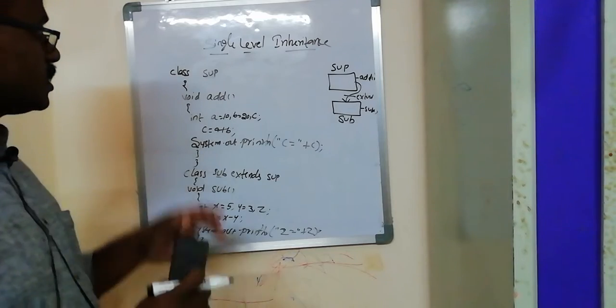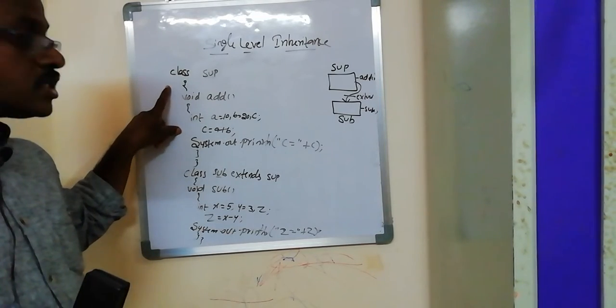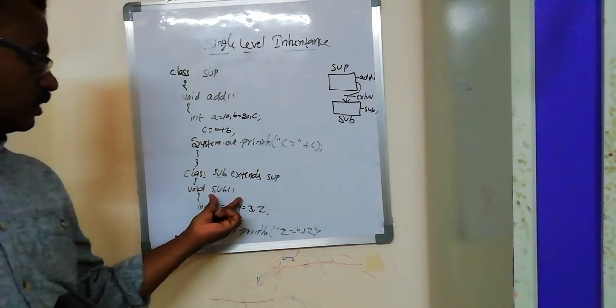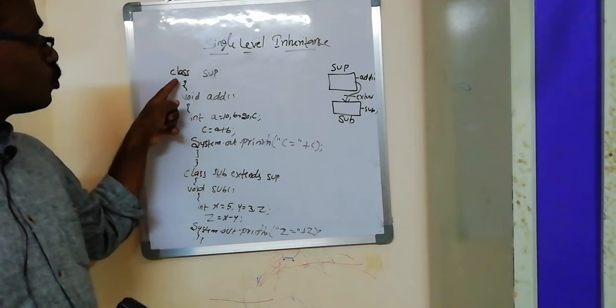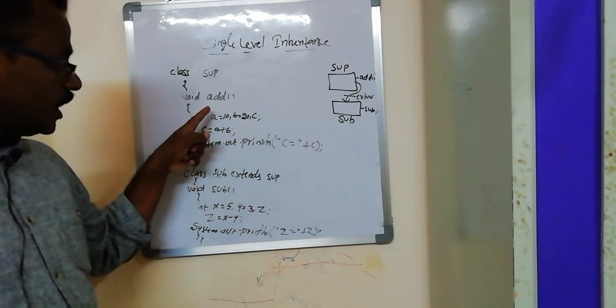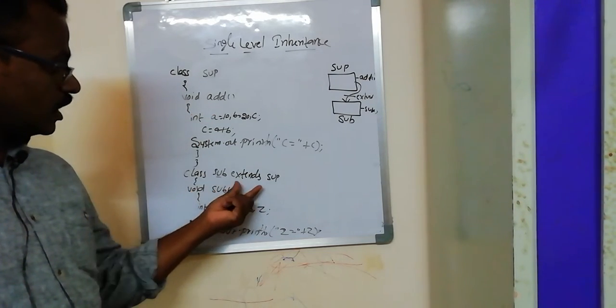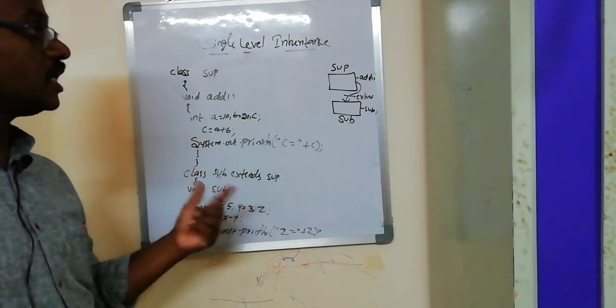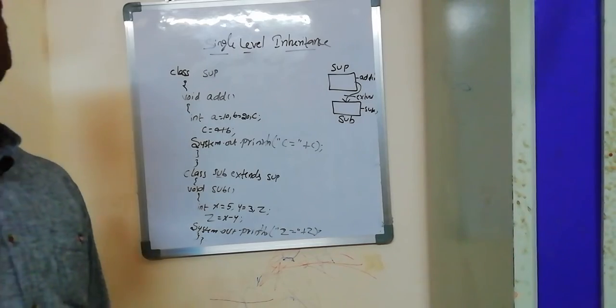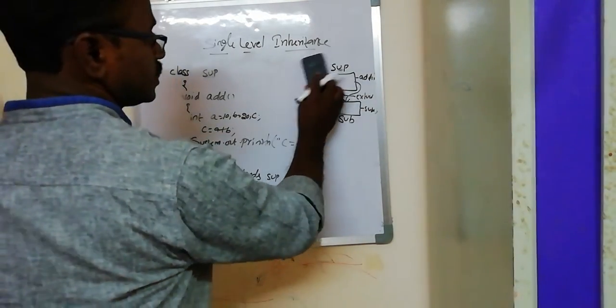In this example, the superclass contains one method, and the subclass contains one method, sub. The superclass property, the add method, is inherited in the subclass using the keyword extends. Now we write the main class for these classes.